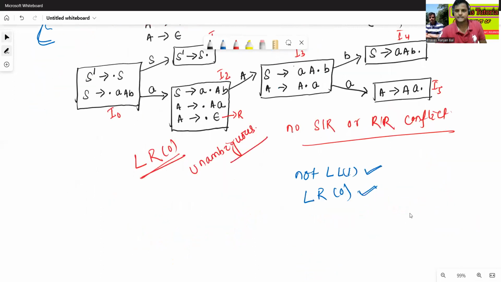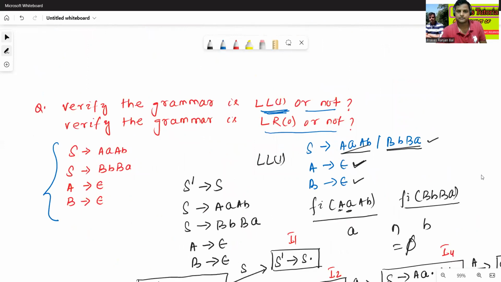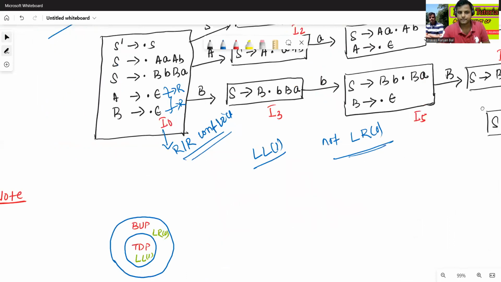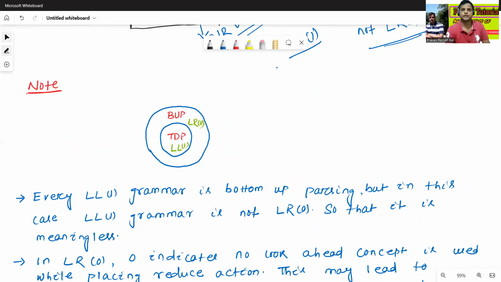Okay, just see the next grammar. This grammar is LL1, but not LR0. This is the reverse of the previous grammar. Okay. So what is the actual theory? The actual theory is, see, this is the actual theory.